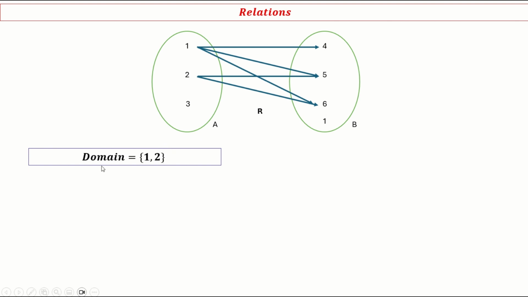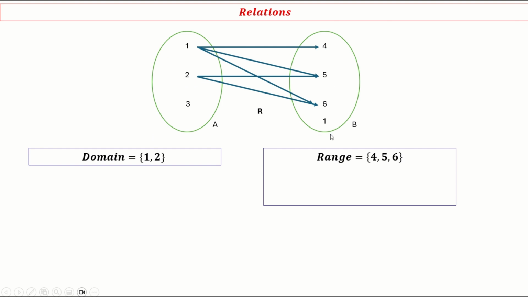the domain in a relation. So the domain here is 1 comma 2. Only 1 comma 2 are participating, right? So 1 comma 2 is my domain. Then the range is 4, 5, 6. One is not participating in the range. Now you call this complete one the codomain. Codomain is 1 comma 4 comma 5 comma 6.